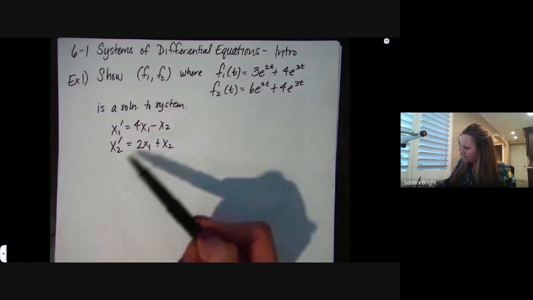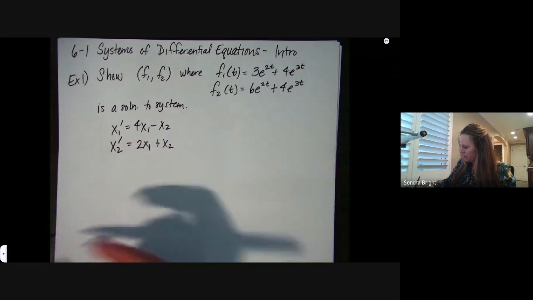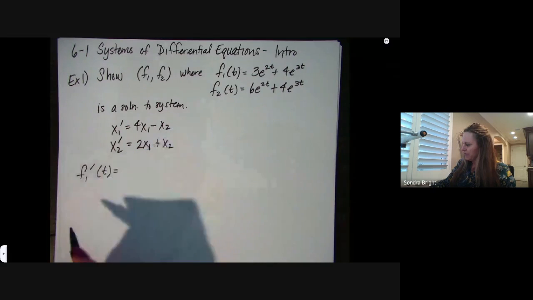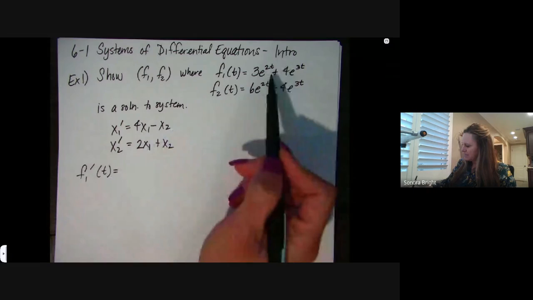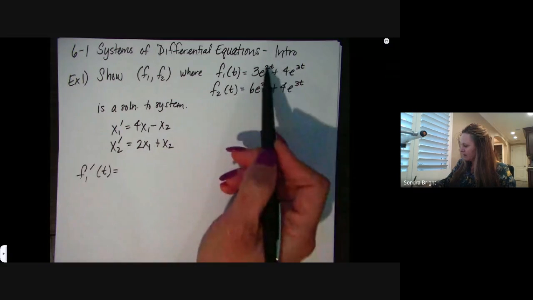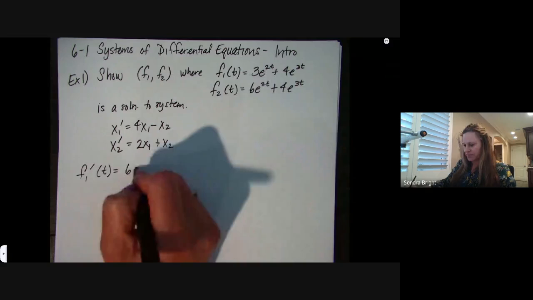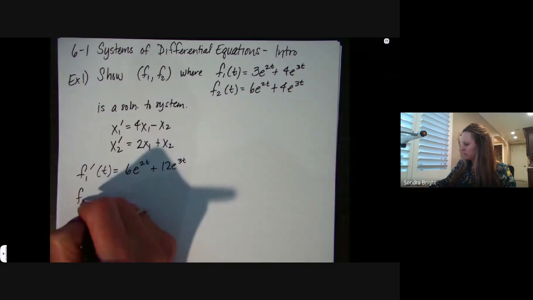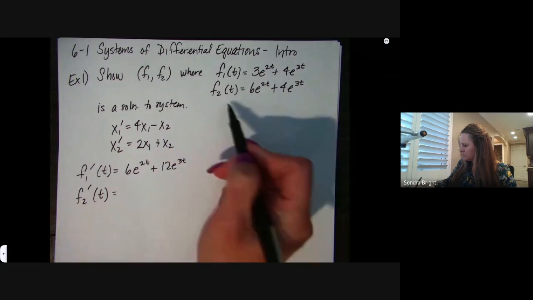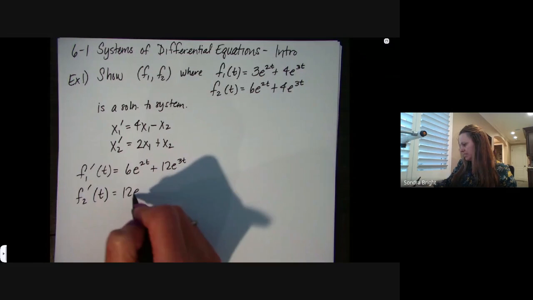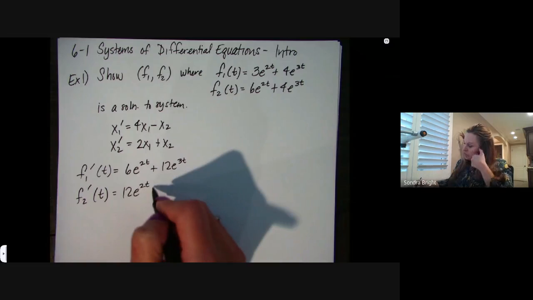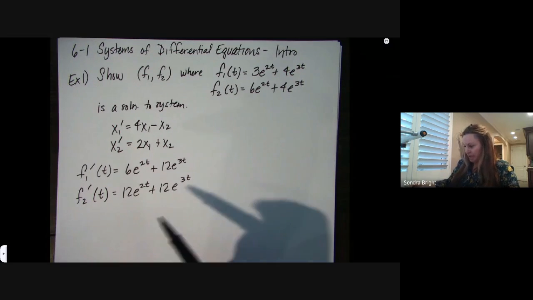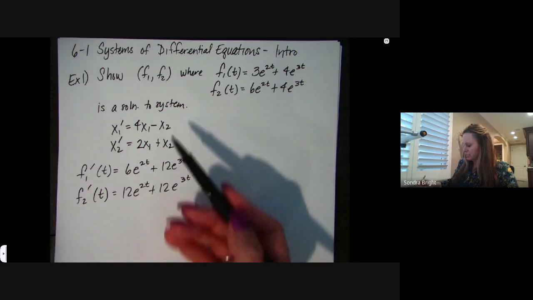So let's start by finding the first derivative of f1. Taking the derivative of this, the chain rule would say times 2, so it would be 6e to the 2t plus 12e to the 3t. And do the same thing with f2. Take its first derivative, which will give you 12e to the 2t plus 12e to the 3t. And then what we want to do is substitute these values into these two equations and make sure that both of them are satisfied for it to be a solution to the whole system.